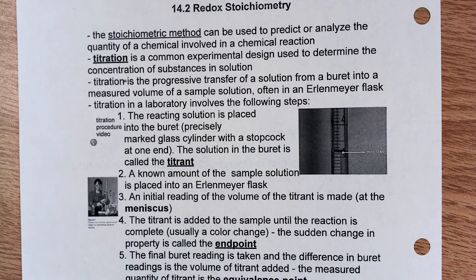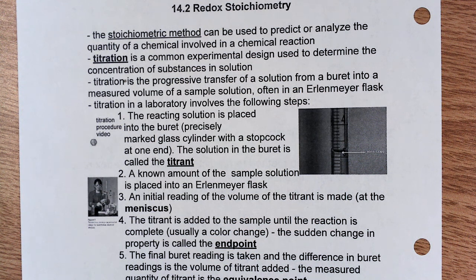The titrant is then added to the sample until the reaction is complete, which is shown by a color change, and the sudden change in property is called our endpoint. So again, the endpoint is when that color change happens, and we want it to be around our equivalence point, which we'll talk about next. So the final burette reading is taken, and the difference in the burette readings is the volume of the titrant added. The measured quantity of the titrant is the equivalence point.